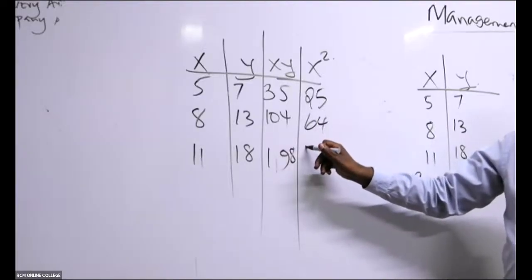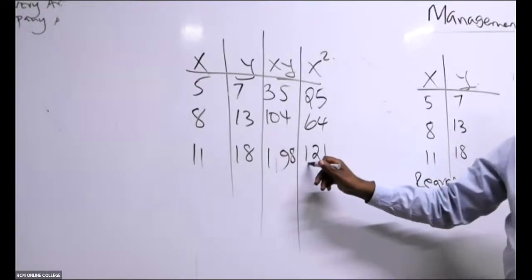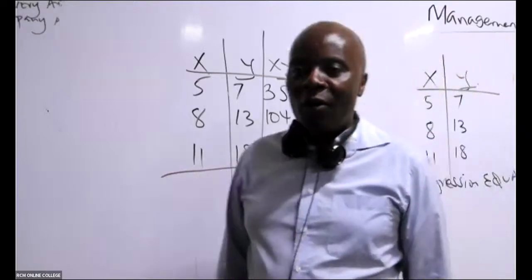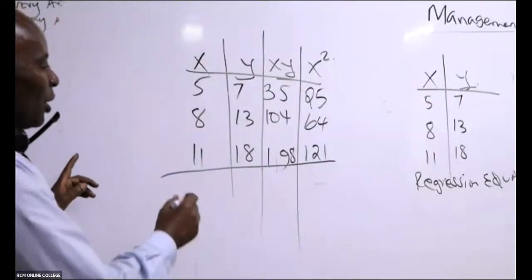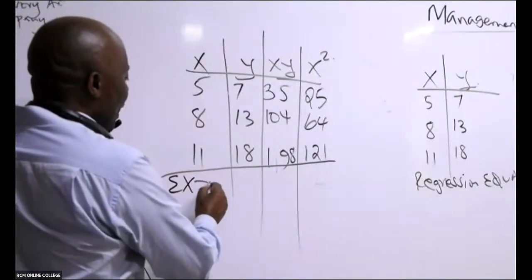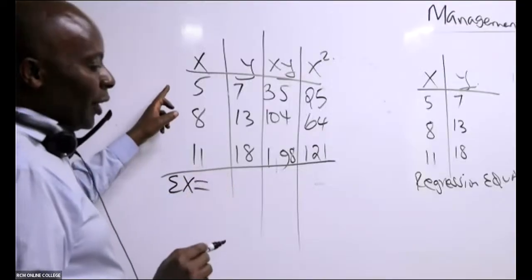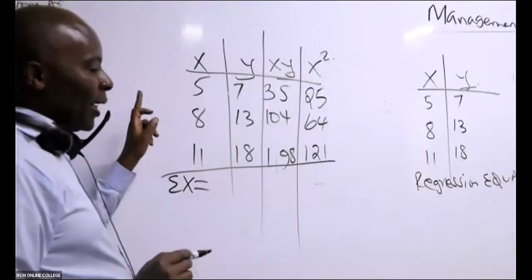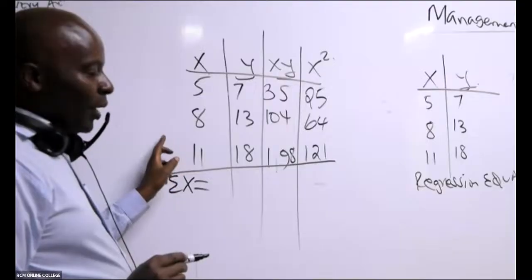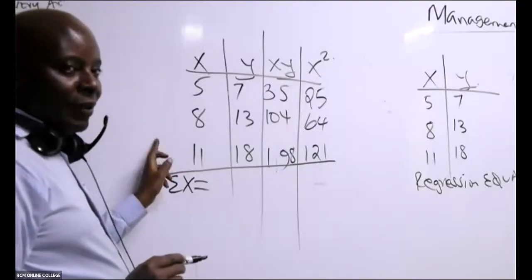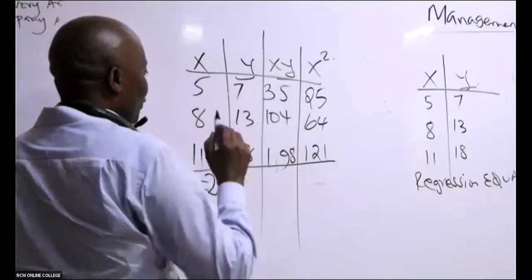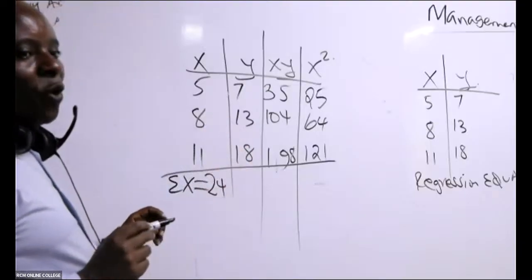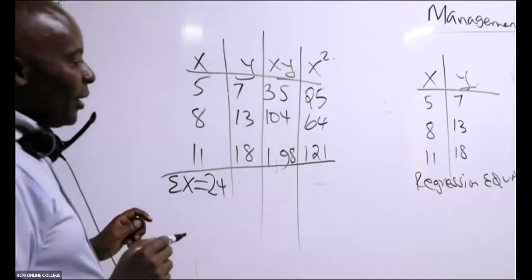And then 121. Now from there, come and give us the summations now, because those things you saw us writing down were summations. So give me the summation of x. You are adding the 3: 5 plus 8 plus 11. 24. Then go to the Y.